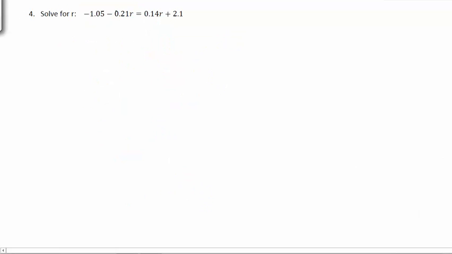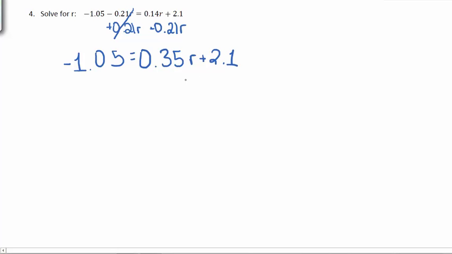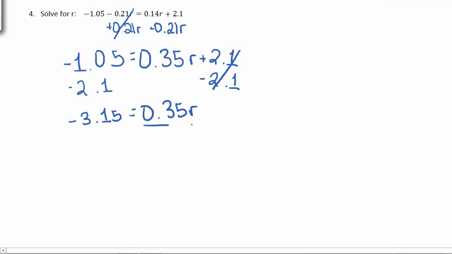Number 4, we want to solve for r. So the first step is we're going to work on getting the variables on the same side. In order to avoid dealing with negative numbers, we'll add 0.21r to both sides. So on the left they're going to cancel, and I'm just left with negative 1.05. And on the right, I get 0.35r plus 2.1. The next step is to get the constants or the numbers on the same side. So I'll subtract 2.1. So on the left, this becomes negative 3.15. And on the right, I'm left with 0.35r, and the numbers cancel. Dividing both sides by 0.35 to isolate the r gives us negative 9 is equal to r.